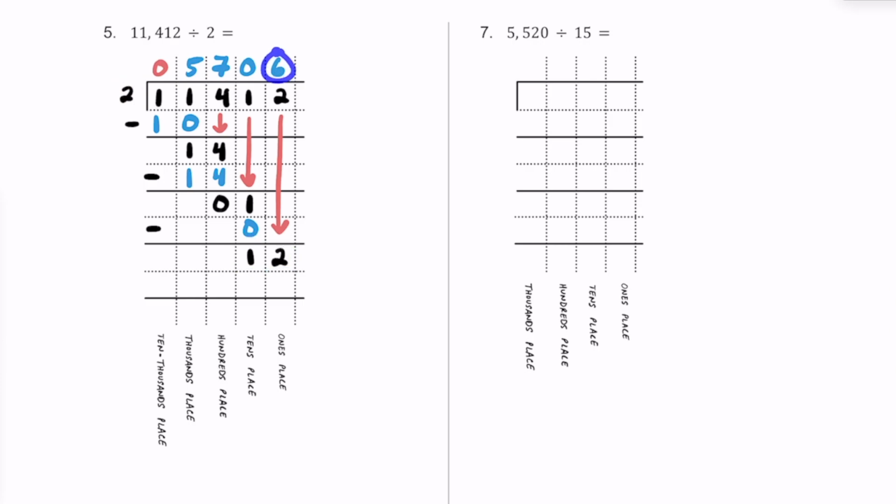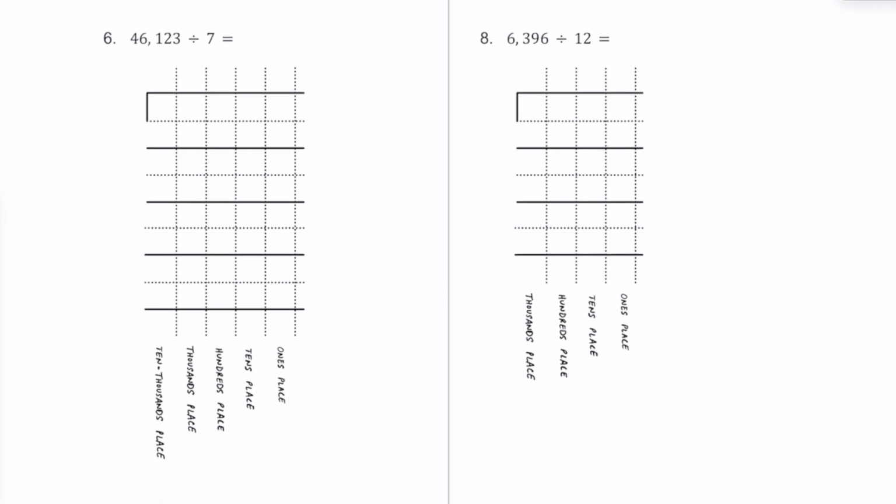And so 6 multiplied by 2 is going to be 12. And if we go ahead and subtract here, 12 minus 12 is going to be equal to 0. So the quotient in this division problem, or the answer, is going to be 5,706.